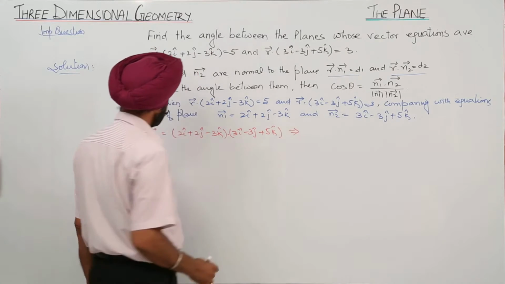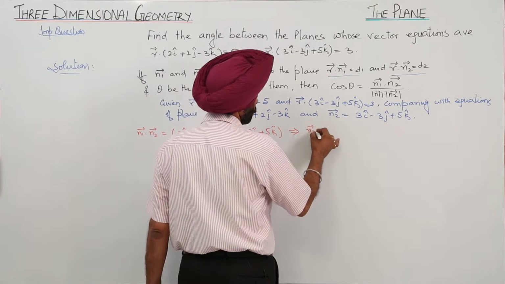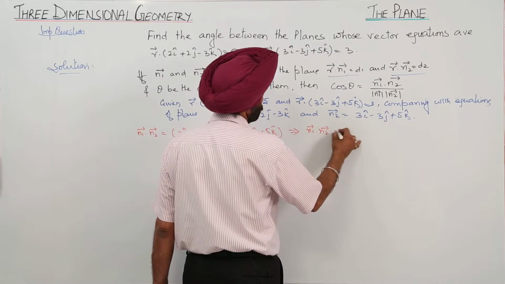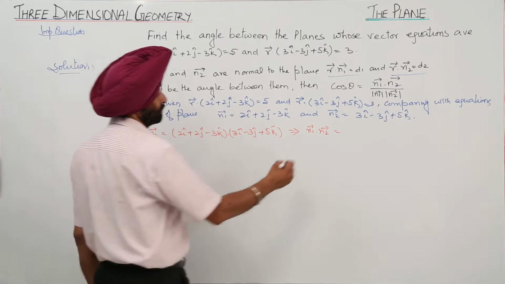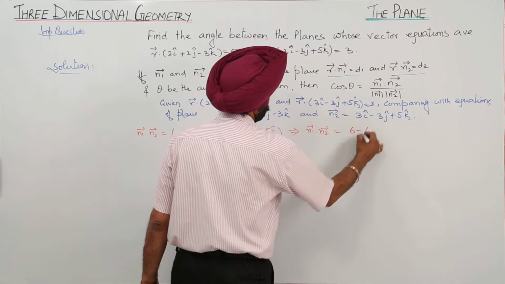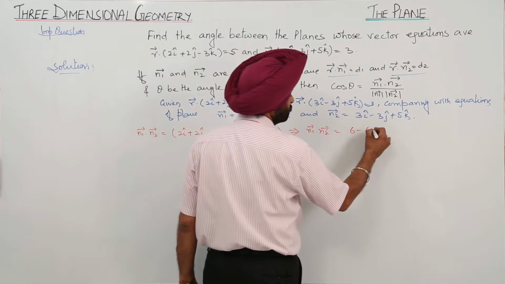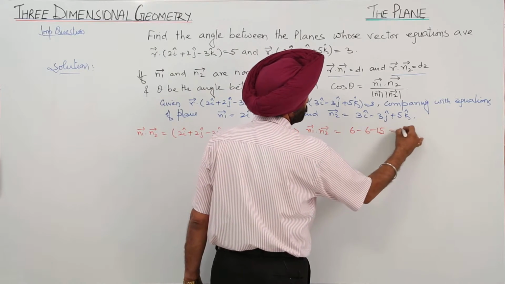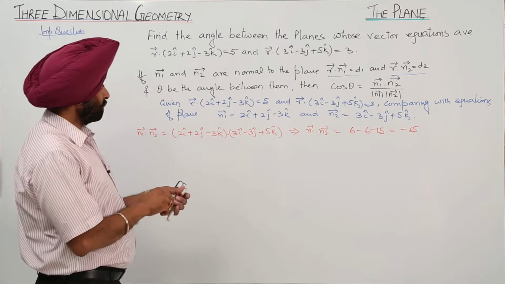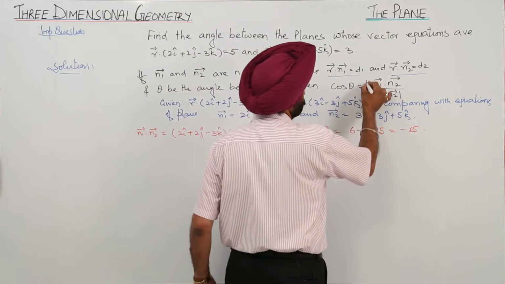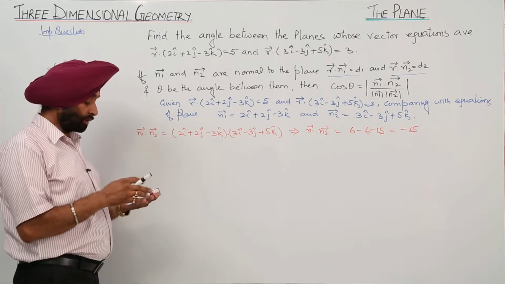Now this implies vector n1 dot vector n2 is equal to 2 with 3 is 6, minus 6 (2 with negative of 3), and minus 3 with 5 is minus 15. This is equal to minus 15. Okay, this means the angle cannot be negative here, so we take the positive value.